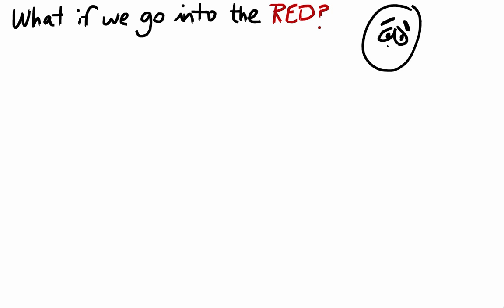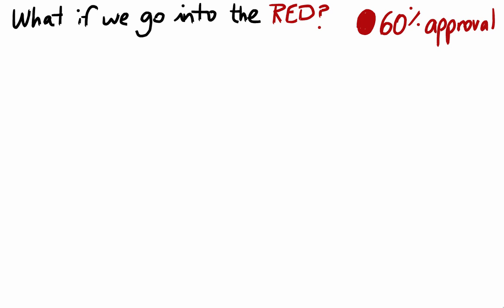Okay, so what do you do if you go into the red? Well, first of all, don't panic. This is going to happen. And instead of getting all worked up about it, I encourage you to get curious. What does that look like? Well, let's work again with our case study. You may have noticed that we did get into the red with our KPI of achieving 60% approval rating on our proposals.